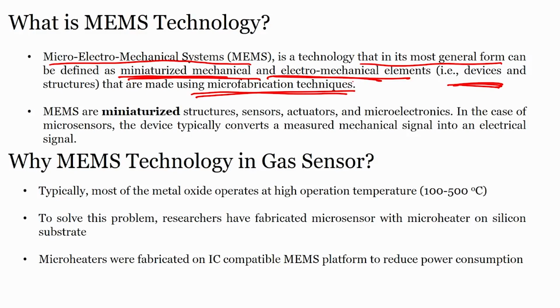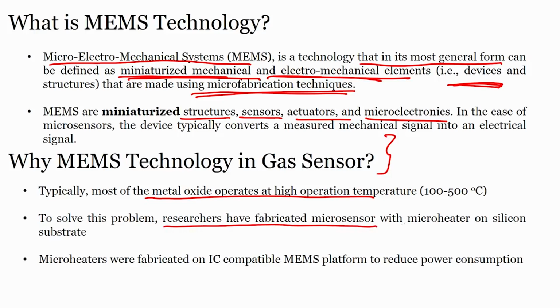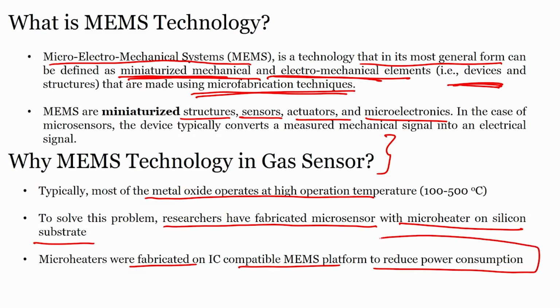So, MEMS are miniaturized structures such as sensors, actuators, microelectronics. In the case of microsensors, the device typically converts a measured mechanical signal into an electrical signal. Why do we use this for a gas sensor? Metal oxide operates at high operating temperature. To solve this problem, researchers have fabricated microsensors with a microheater on a silicon substrate. Microheaters were fabricated on an IC compatible MEMS platform to reduce the power consumption.